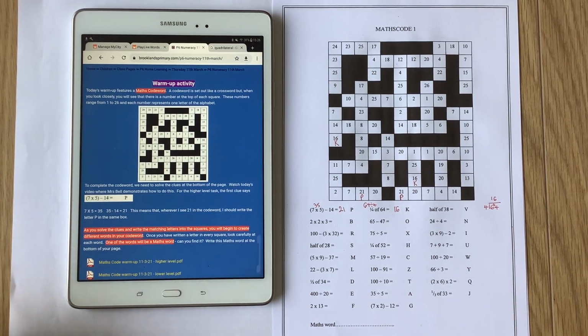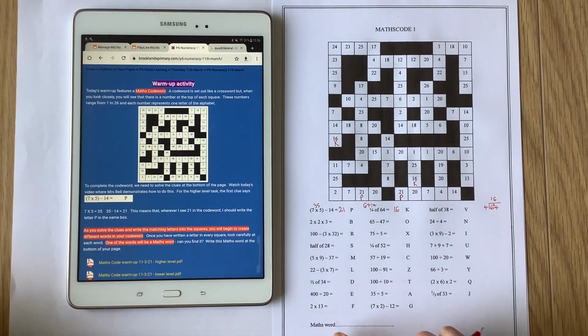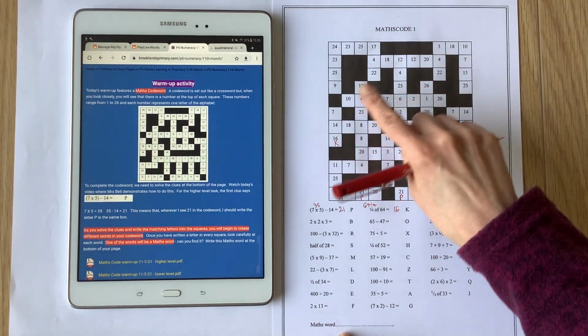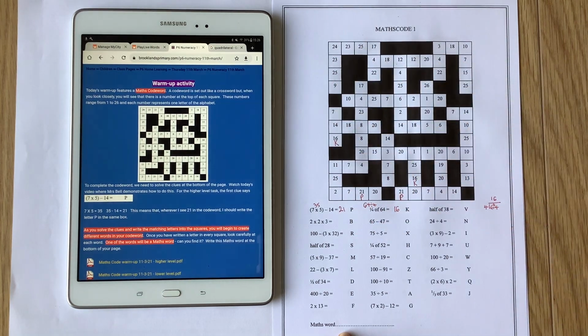But when you've created all your words, you still haven't finished, because one of the words that you create within this maths code will be a maths word. Now, it might be a word to do with something like money or time or measurement. It could be an actual number, it could be a type of shape, something to do with maths. So once you've finished, read through the words going across, the words going down. One word will be a maths word. Can you work out what the maths word is?